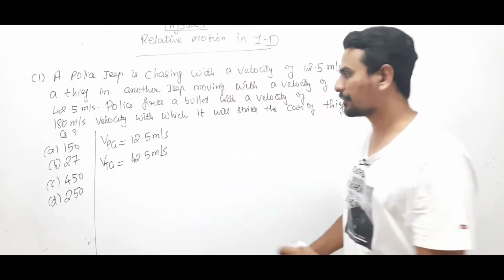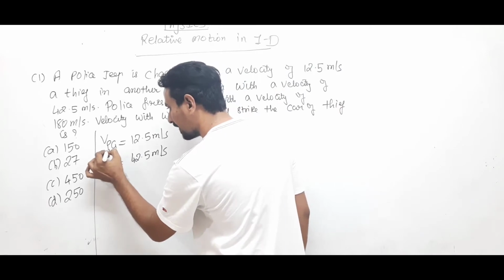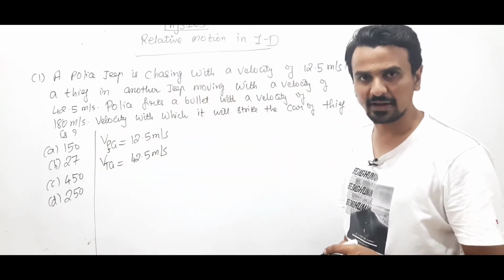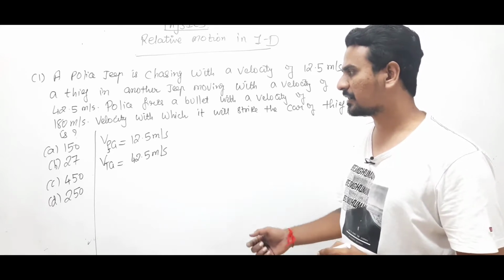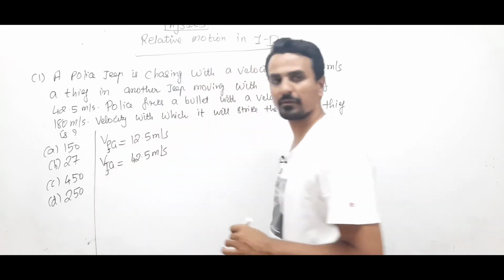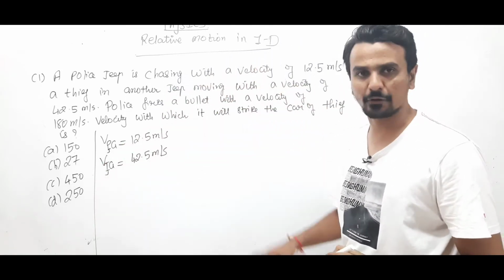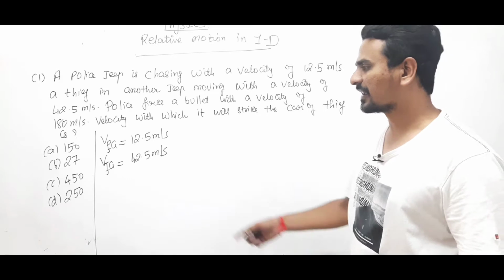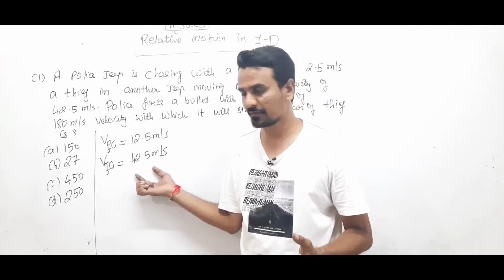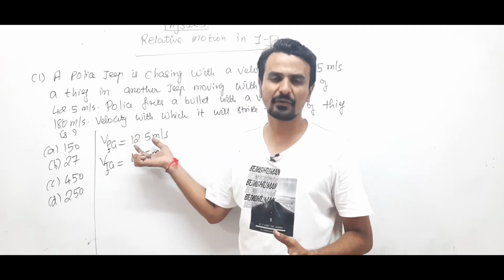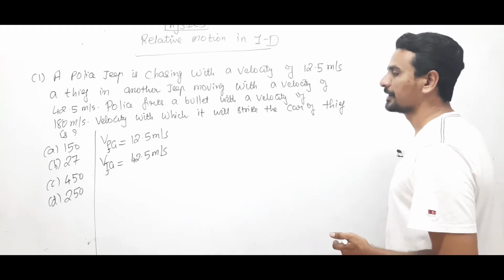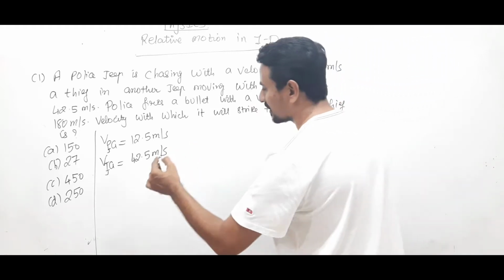Right? Actually it is not the police, it is the police jeep. The velocity of the police jeep with respect to ground is 12.5 and it is chasing the jeep of the thief which is ahead of them with a velocity of 42.5. So this is the velocity of the jeep of the thief, which is 42.5. This is the velocity of the police jeep, which is 12.5. Fine. So the thief is ahead, the police is behind.